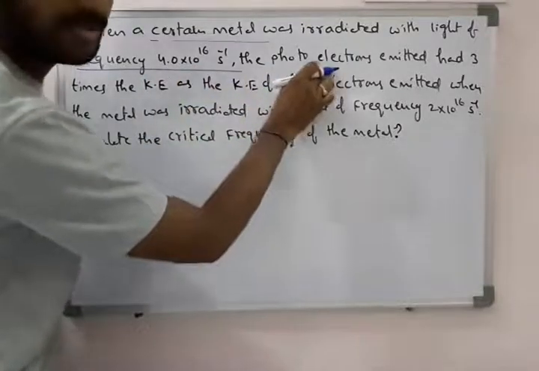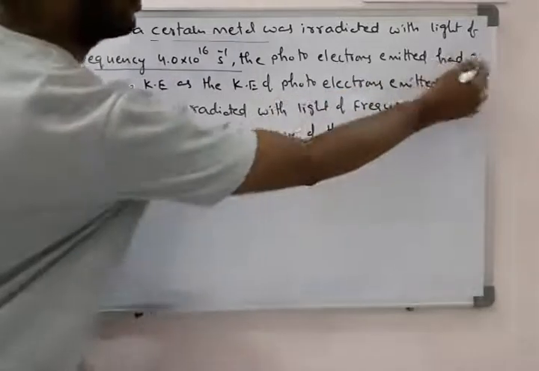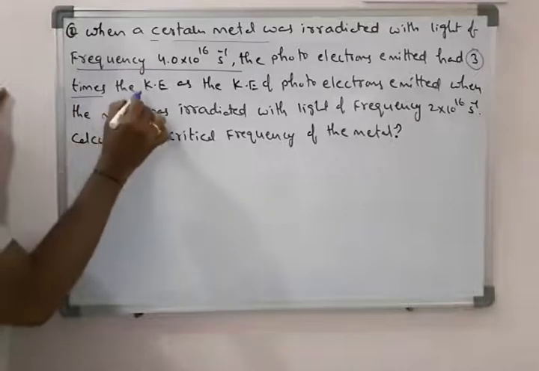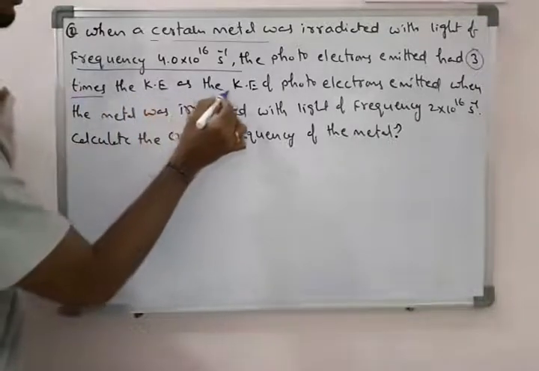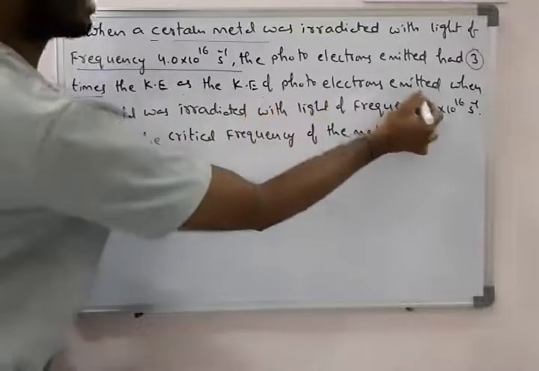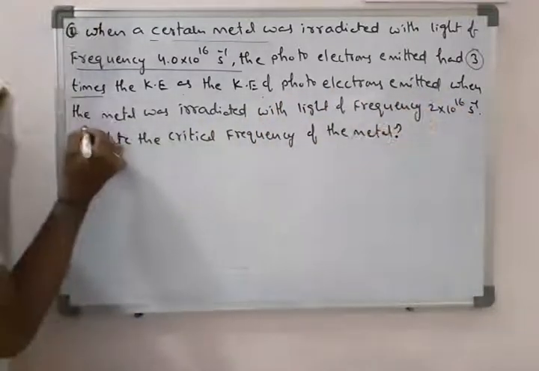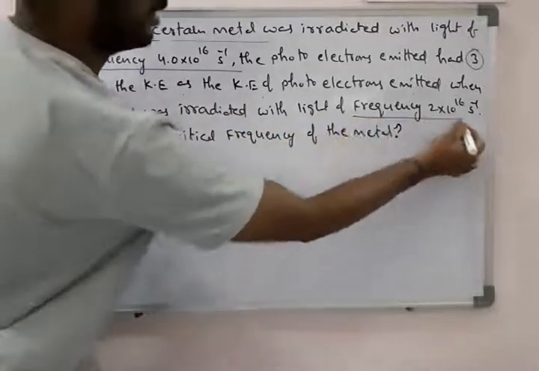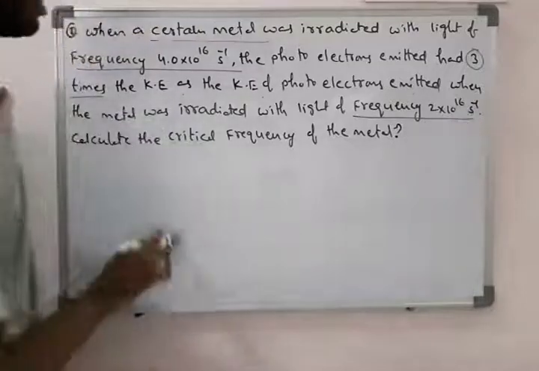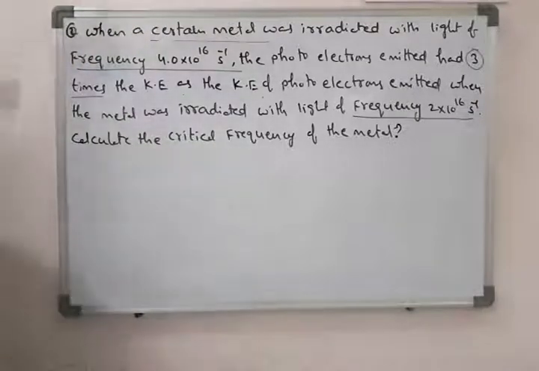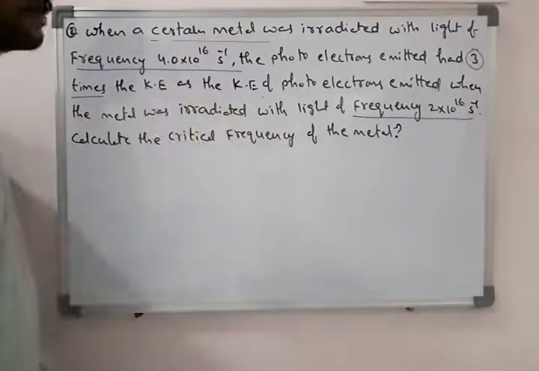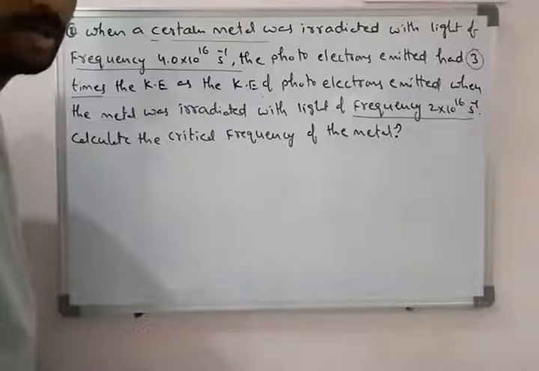The photoelectrons, meaning the ejected electrons, had 3 times the kinetic energy of the photoelectrons emitted when the metal was irradiated with light of frequency 2 into 10 power 16 second inverse. And here the metal used is the same. The same metal is used for the photoelectric effect 2 times.